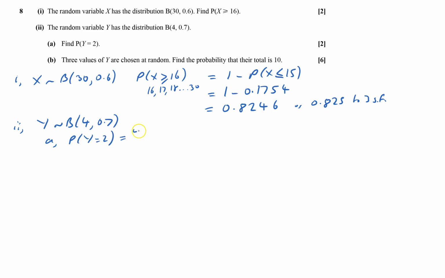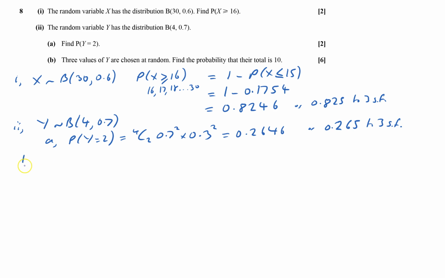Well, that's going to equal 4C2, two ways of getting the 2 successes. So it's going to have 2 successes, so it's going to be 0.7 squared, but because it's got 2 successes, it's also going to have 2 failures, because there's 4 of them altogether, so times by 0.3 squared, and that equals 0.2646 or 0.265 to 3 significant figures.